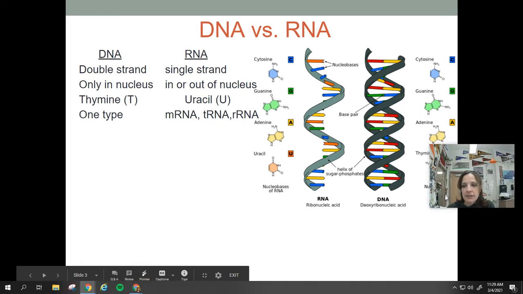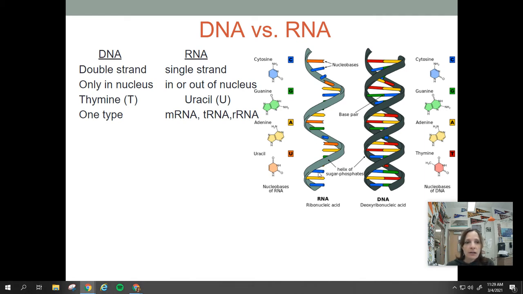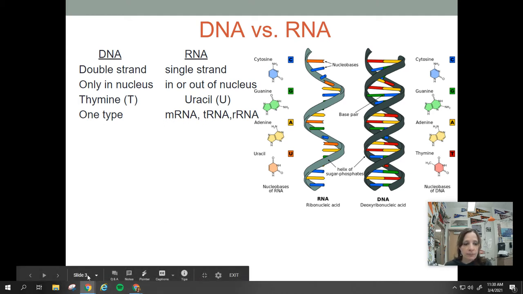So what are some differences between DNA and RNA? So DNA is double-stranded, as you can see here. RNA is single-stranded. DNA is only found in the nucleus, and RNA is found inside of the nucleus and outside. DNA has thymine instead of uracil, and there's only one type of DNA, and there are 3 different types of RNA.